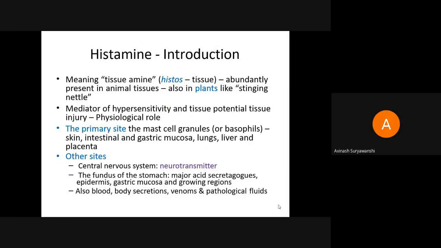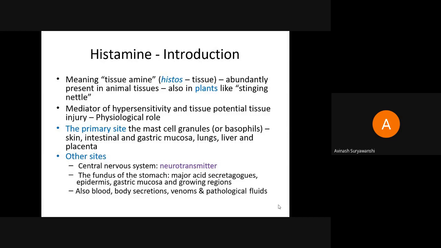The plant also. Okay, and it is very widely present; almost most of the body tissues are producing this histamine. And this histamine we mostly see in pathological conditions like hypersensitivity, even tissue injury. Whenever tissue injury occurs, the injured cell is going to release histamine in that area.